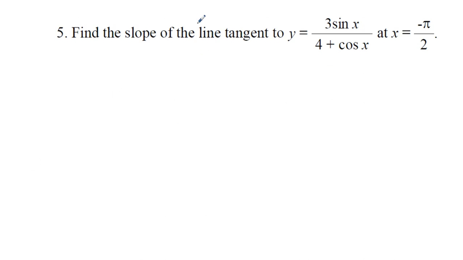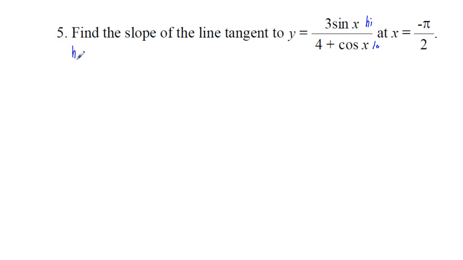Next, I think it's our last problem in this set. Find the slope of the line tangent to y equals 3 sine x over 4 plus cosine x at x equals negative pi over 2. So a trigonometric application here. So we're going to continue to be consistent. This will be in the numerator our high. The denominator, we will call this our low. So I'm going to write this over to the left.